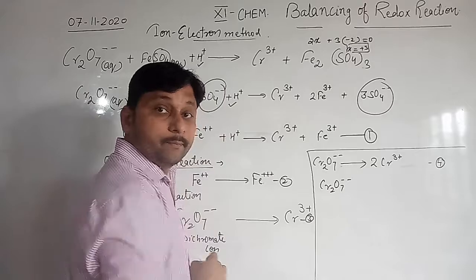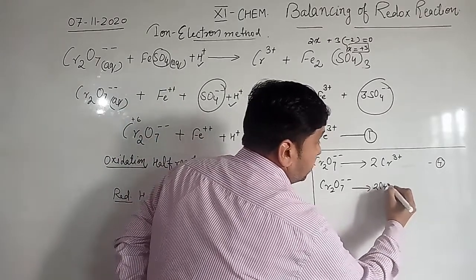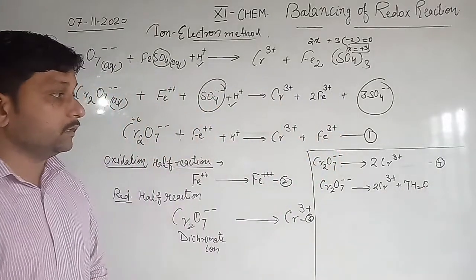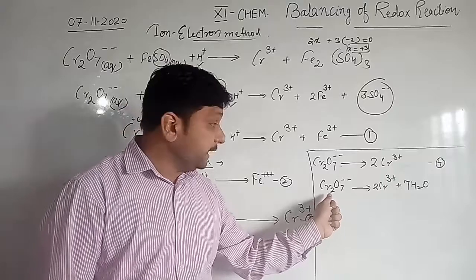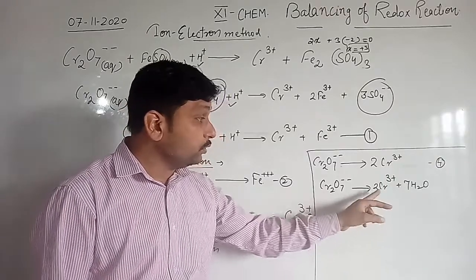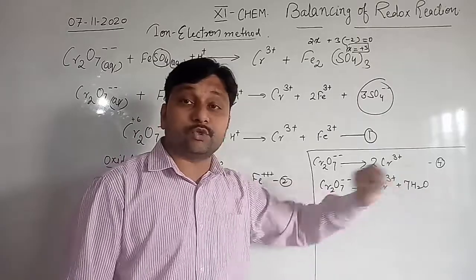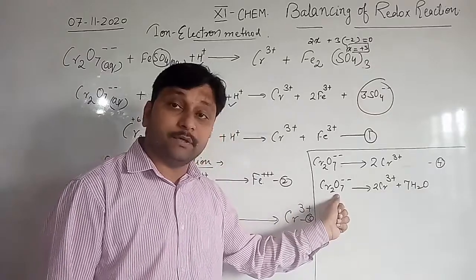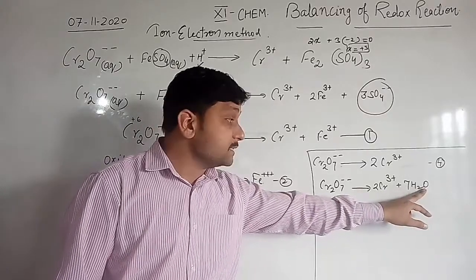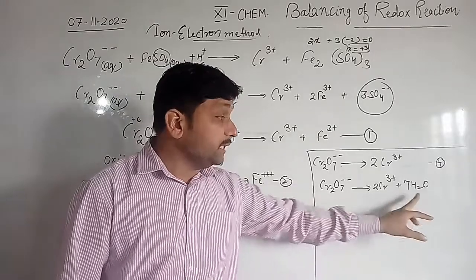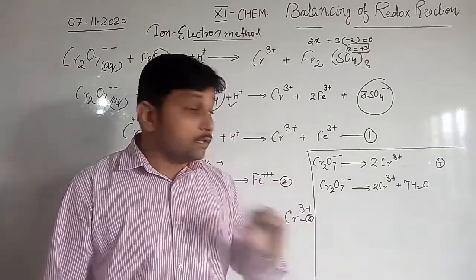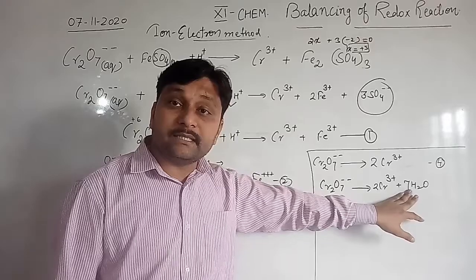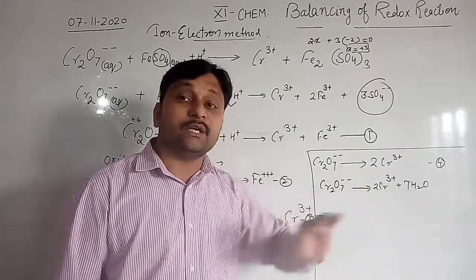So Cr2O7 2- arrow 2Cr3+ plus 7 H2O. Clear? Now both sides the oxygens are balanced: this side 7 atoms and that side 7 atoms. But by adding water, 14 hydrogens also increase. How many hydrogens have increased? In the product side, that is 14 hydrogens.